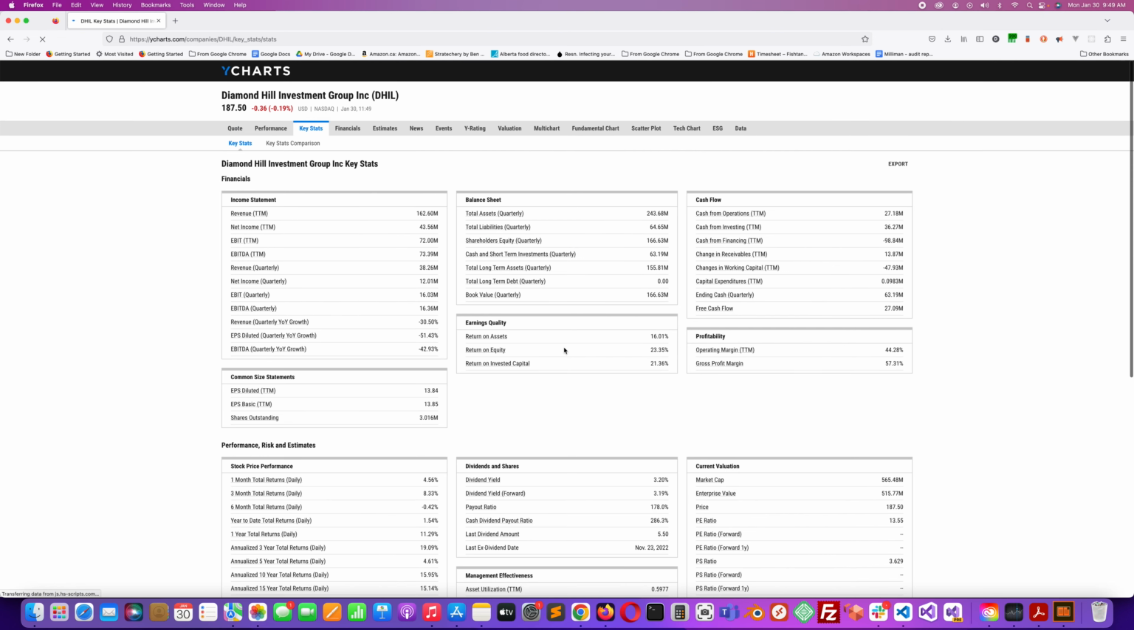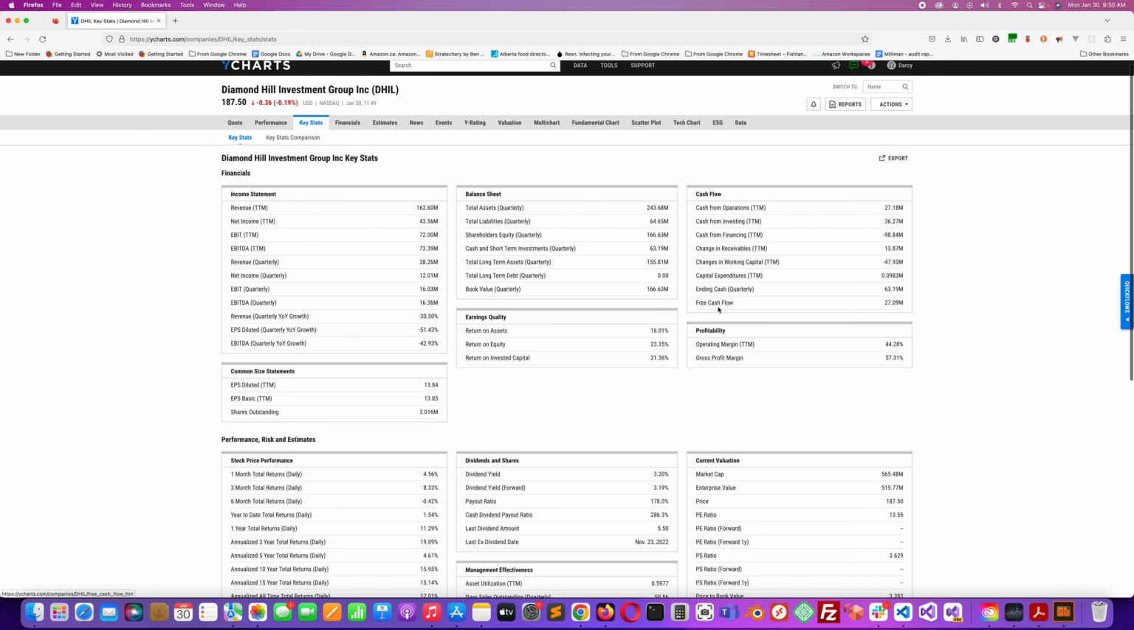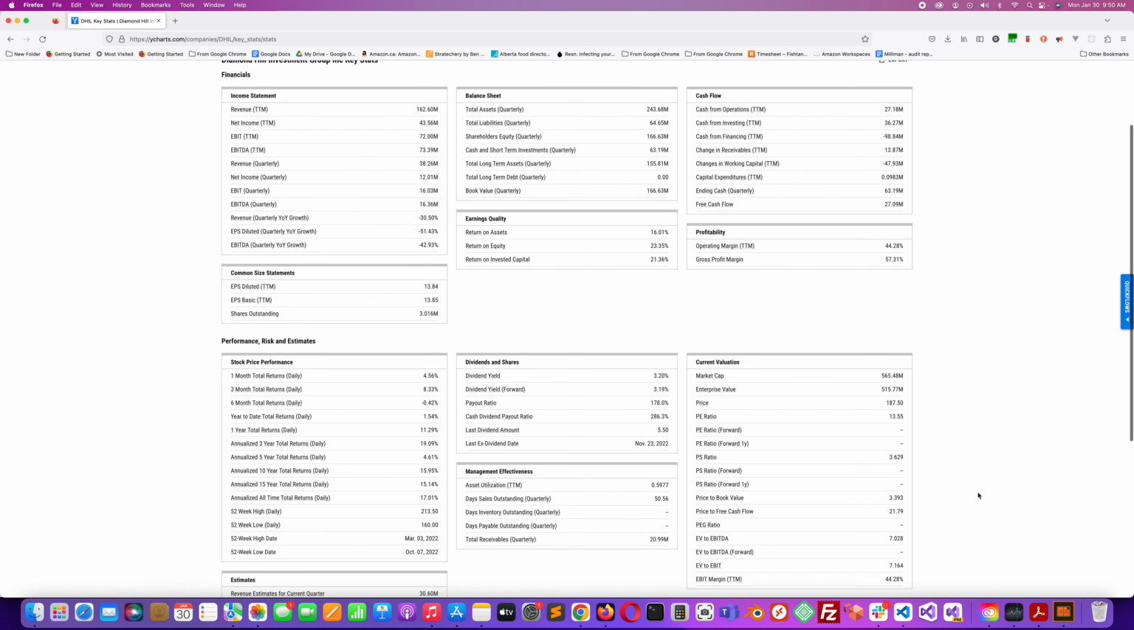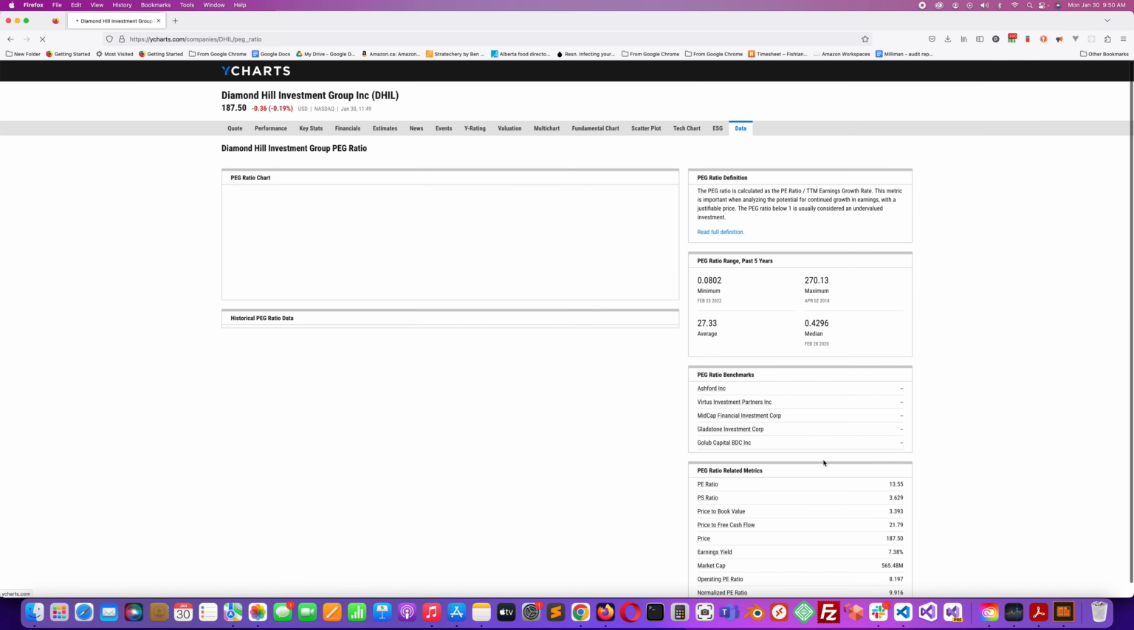Let's take a look at the key stats, see how much cash it has on hand. It's got $63.19 million in cash on its balance sheet. It has no long-term debt, so it's not going bankrupt anytime soon. Free cash flow is $27 million. The payout ratio on its dividend looks pretty good. The dividend is 3.19% or 3.2%, which is okay. And it doesn't have a PEG ratio.